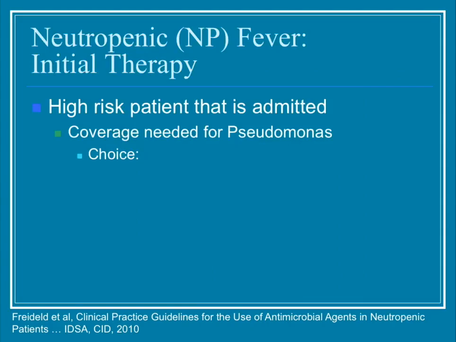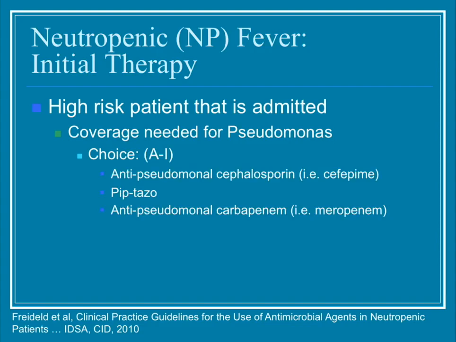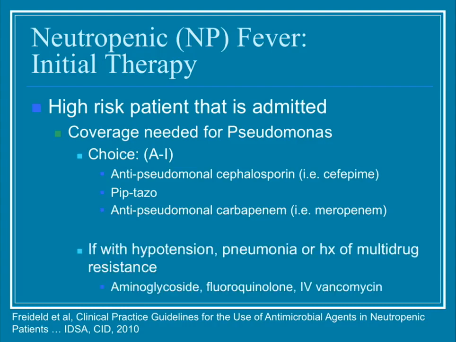So, what about treatment? Coverage is needed for Pseudomonas. We had talked about my 3 favorite drugs before. Anti-pseudomonal cephalosporin, which for a lot of places is cefepime. Pip-tazo. And anti-pseudomonal carbapenem, which for a lot of places, again, is meropenem. If you have hypotension, pneumonia, or drug resistance, there's a variety of other drugs you can use to augment this regimen.